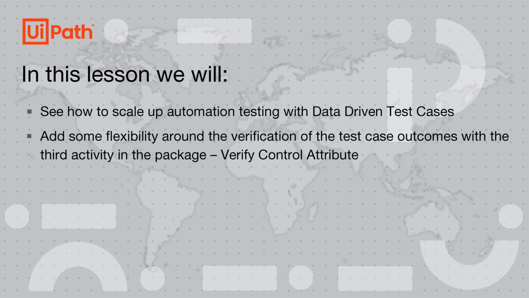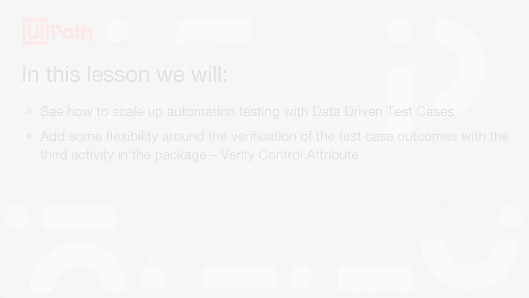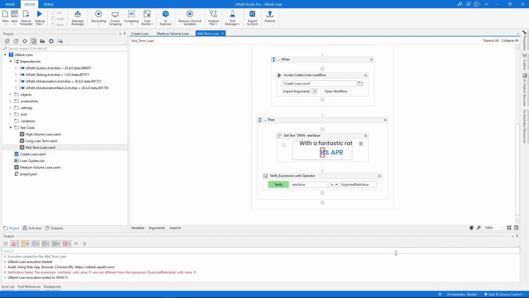package, Verify Control Attribute. In many business scenarios, you want to test not only a dataset, but large volumes, for example. You want to see how your application deals with various scenarios in the same test case. For all these, we have the data-driven test case. Let's create one of these. We'll click New and select the right option.